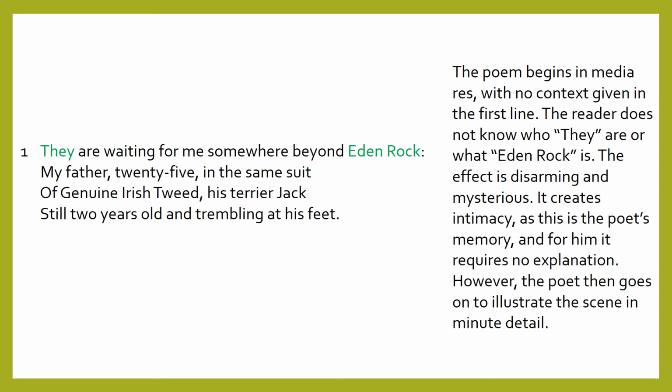The poem begins in media res, with no context given in the first line. The reader does not know who they are, or what Eden Rock is. The effect is disarming and mysterious. It creates intimacy, as this is the poet's memory, and for him it requires no explanation. However, the poet then goes on to illustrate the scene in minute detail.